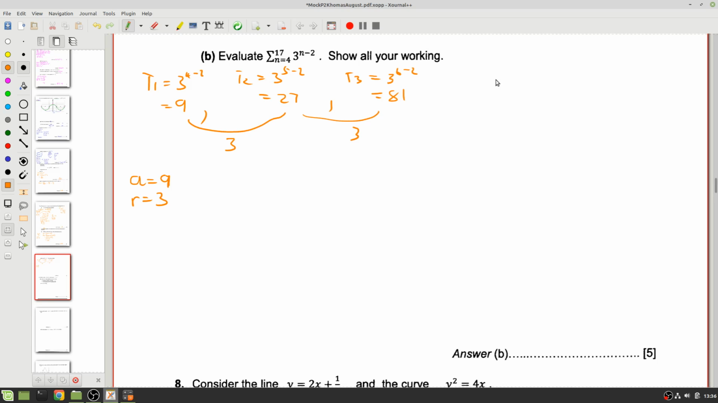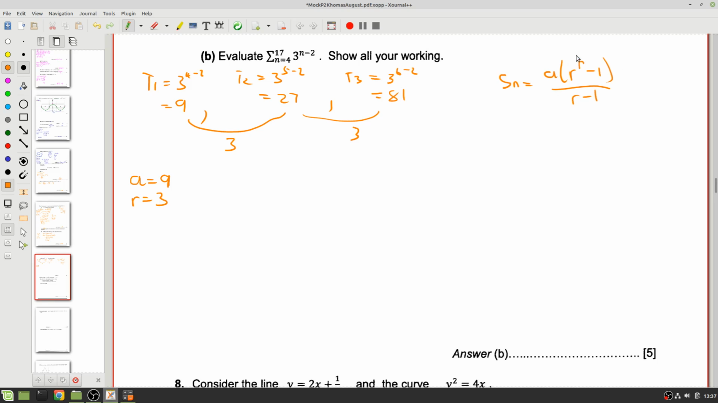The sum formula for a GP is S_n equals a times (r to the power n minus 1) over (r minus 1). You could also swap it around and have a times (1 minus r to the power n) over (1 minus r). These two equations are equivalent, so you can use either one, it doesn't matter. I know some textbooks say use one when r is greater than 1, and the other when it's between 0 and 1, but it really doesn't matter. You can use whichever one you like.